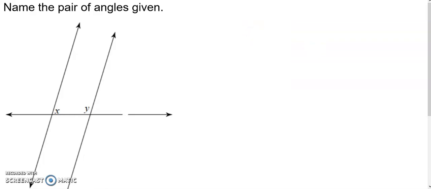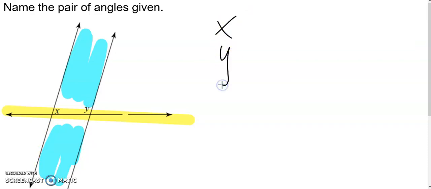So the one line that both angles touch is that line right there. Both angles touch that line. That makes that the transversal. Here's my inside. Describe where the angles are. X is interior because it's inside the blue. So is Y. They are both interior angles.